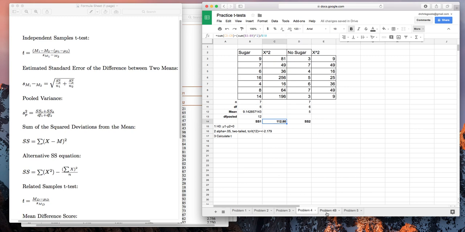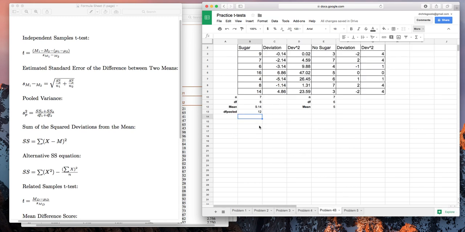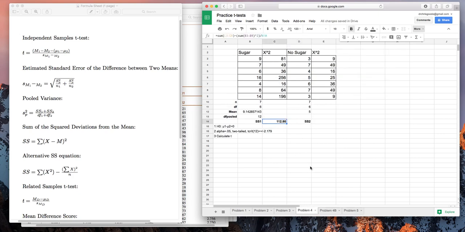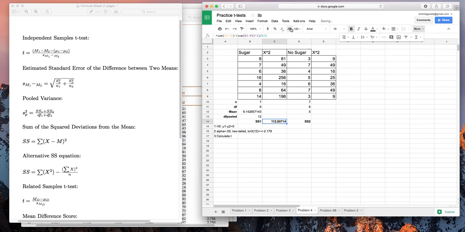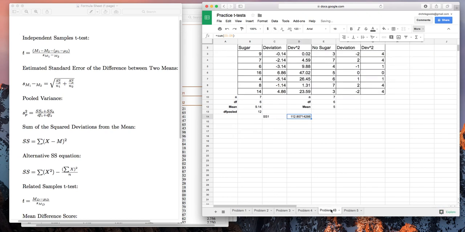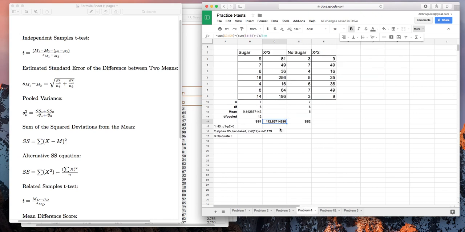And I've actually already computed sum of squares in the same problem using the other way, right? Oh, I haven't yet, but I can. Sum of squares 1. This is the sum of the squared deviations over here. And we should get exactly the same thing. 112.86 and 112.86. All right. This is actually the same out to many, many decimals. So it doesn't matter which way you do it.